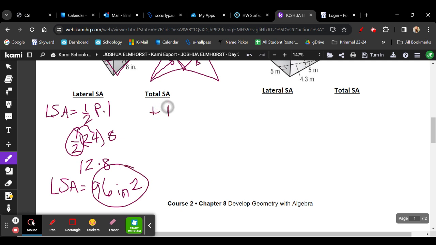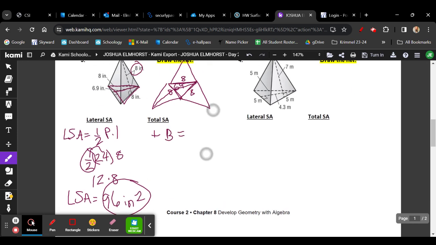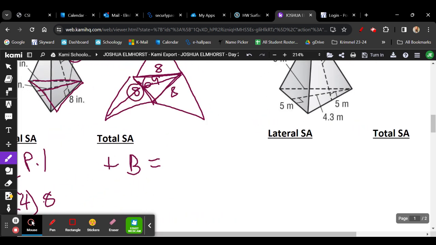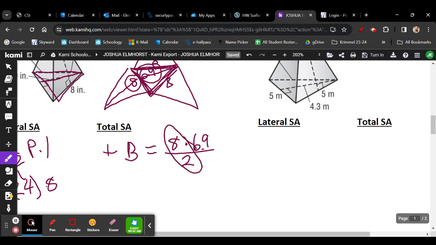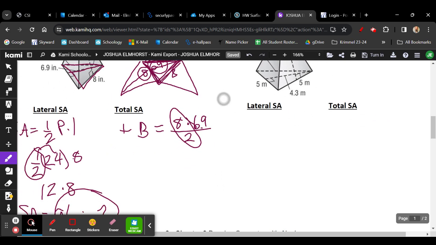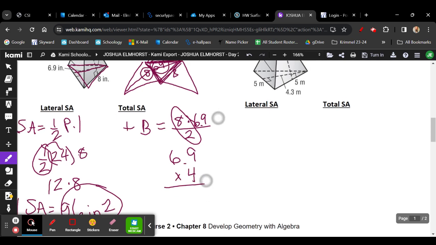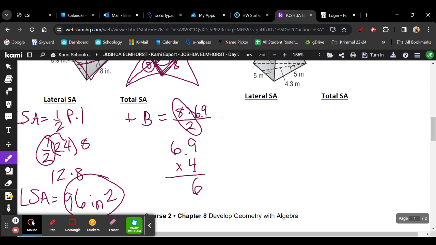And for the total surface area, we're going to find the area of the base. And the area of the base is going to be 8 times 6.9 divided by 2. Because the base shape is a triangle, we're going to divide it by 2. And if we divide by 2 first, we could save ourselves a little bit of work. So that's going to be 6.9 times 4. 4 times 9 is 36. 4 times 6 is 24, plus 3 is 27.